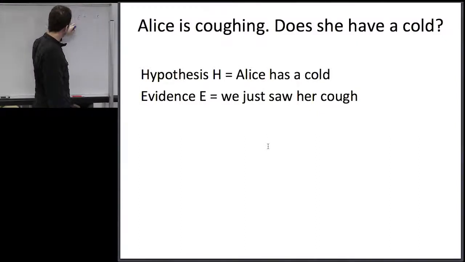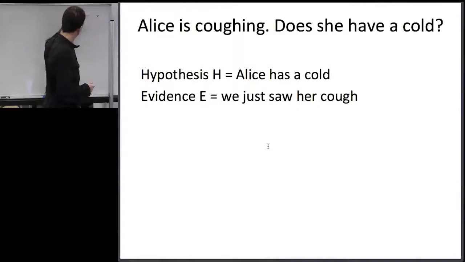All right, we need some other things. P of H, that is what? What's that? Probability of having a cold at all. So in any given day, what's the probability that your friend has a cold? Less than 1%. Everyone else okay with that estimate? All right, we'll go with 1%.